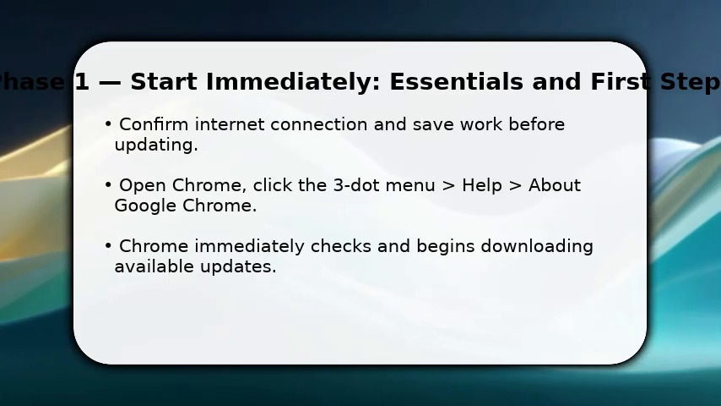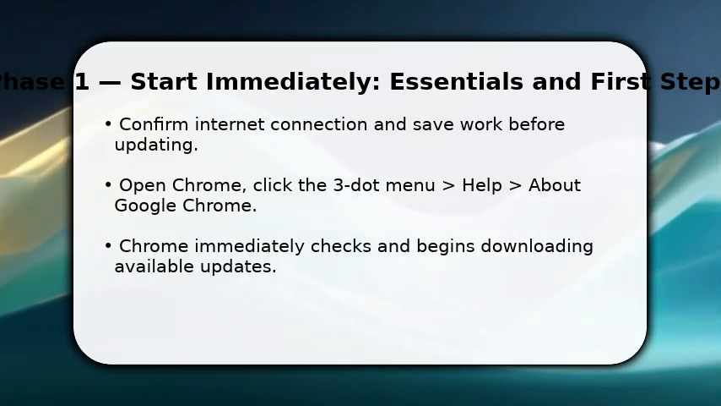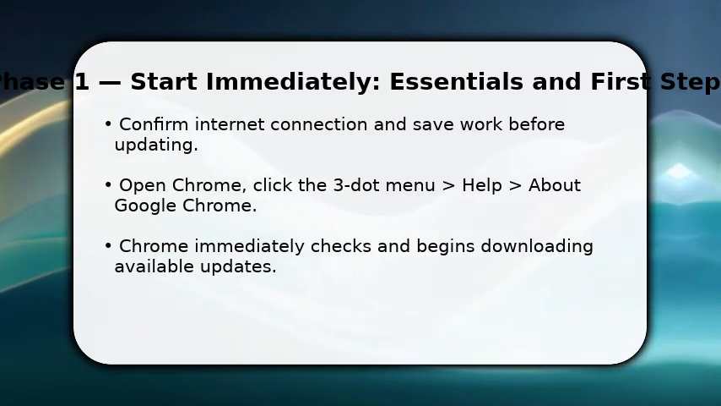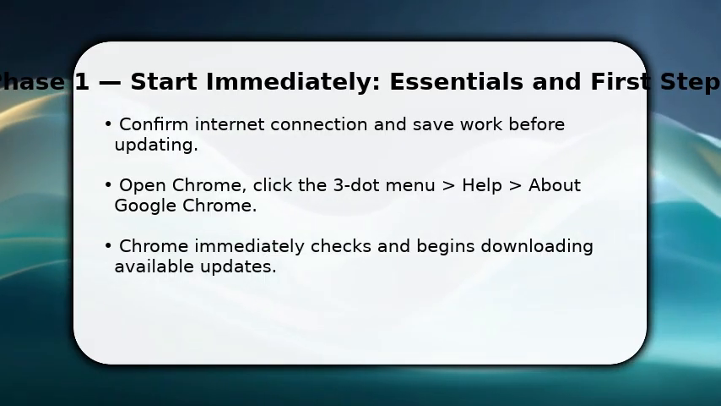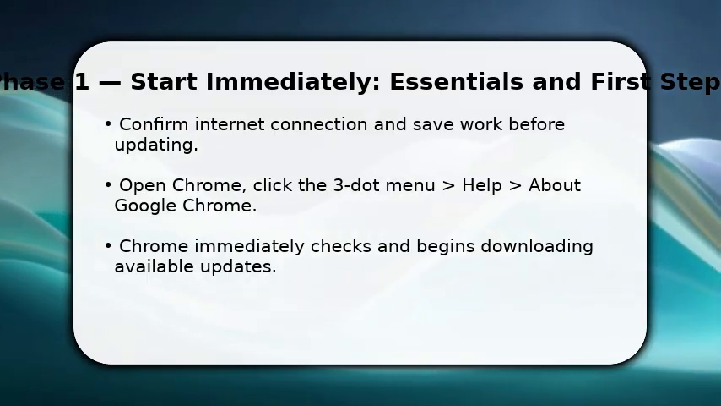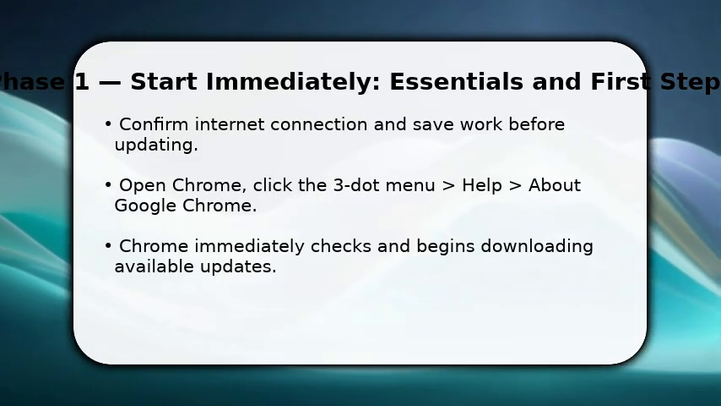Enjoy the video. You begin by preparing. Make sure your internet is stable and save any open tabs. Now open Chrome and click the three-dot menu in the upper right. Choose Help, then About Google Chrome. Once done, Chrome automatically checks for updates and starts downloading if a newer build exists.